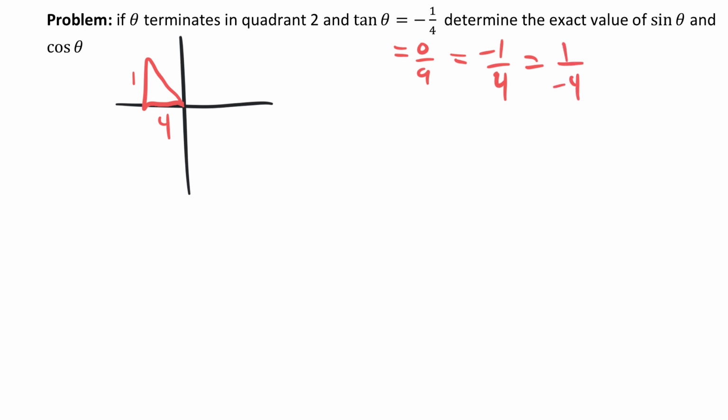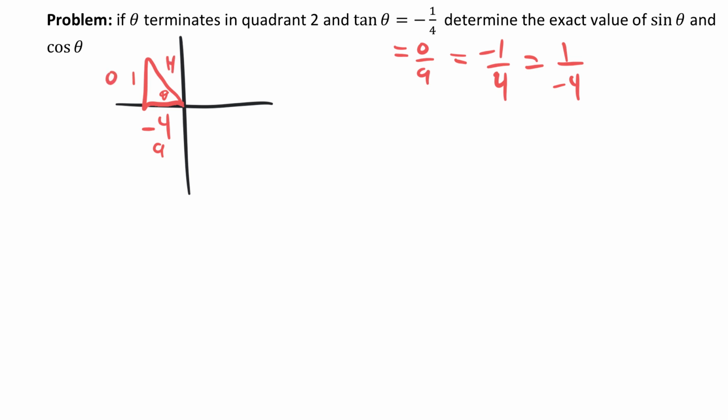And again, based on the diagram, the 1's going up, but the 4 is going left, so the 4 is going to be negative. Now, I maybe didn't draw this triangle all the way to scale, but that's not really a big deal. We're just using the diagram to figure out which side's opposite, which side's adjacent, right? This is our theta in here. So here's our adjacent, here's our opposite, and here's our hypotenuse.